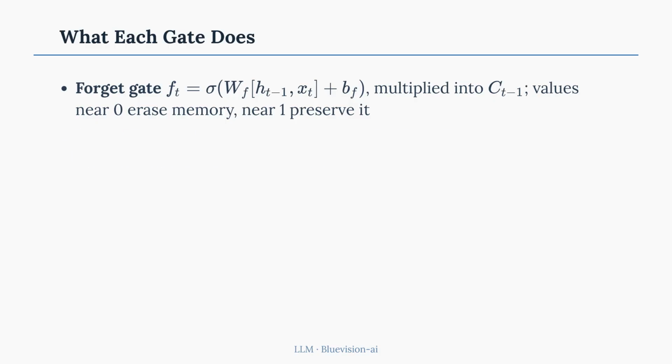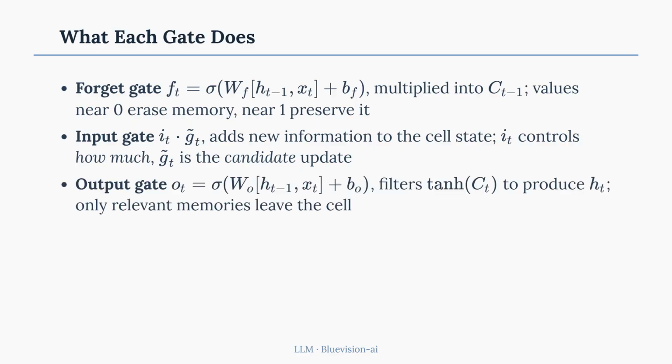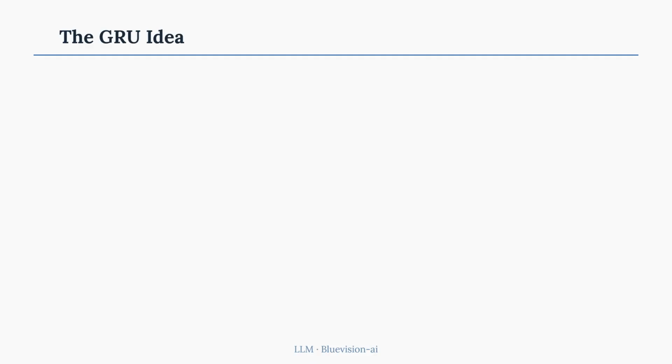The sentence is over. The input gate, IT times G tilde T, is added to the cell state. IT, a sigmoid, controls how much to write. G tilde T, a tanh, is the candidate content. Together they decide what new information to store. If a new subject appears, store it. The output gate, OT equals sigma of WO times HT-1 and XT plus BO, filters tanh of CT to produce HT. Not all of the cell state needs to be visible to the next layer, only what's relevant for the current prediction. The LSTM works, but it's not the only answer.